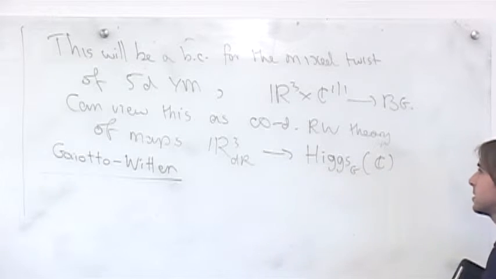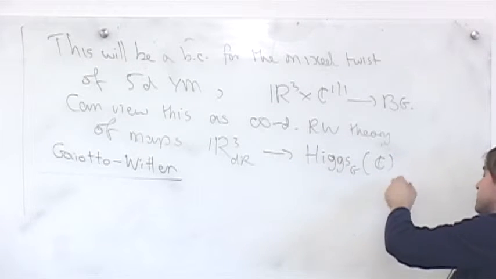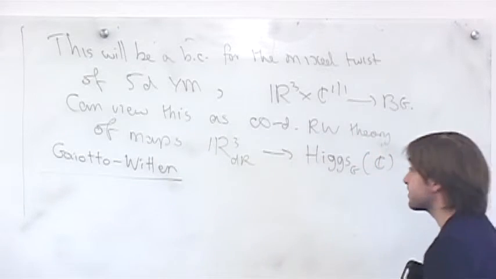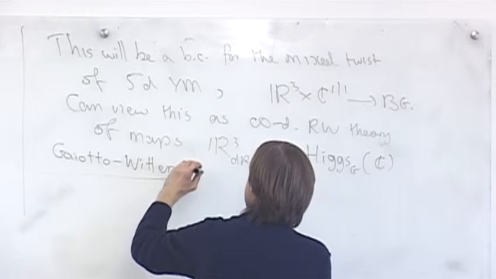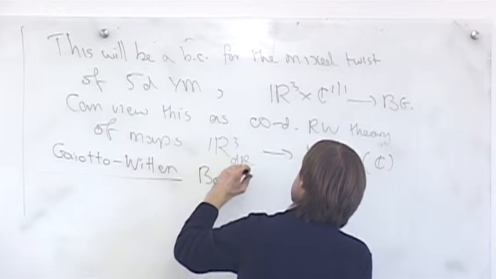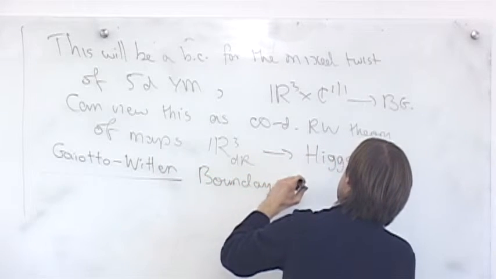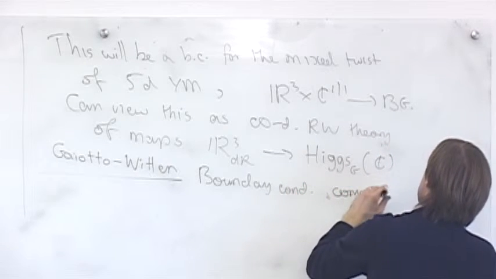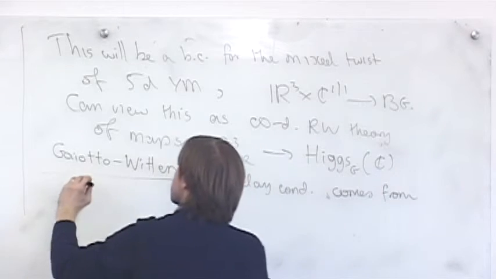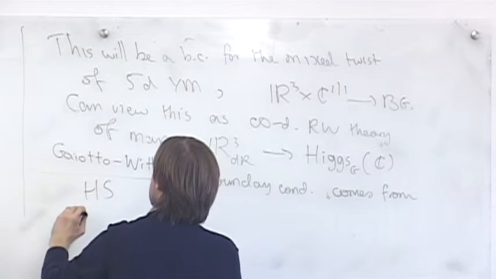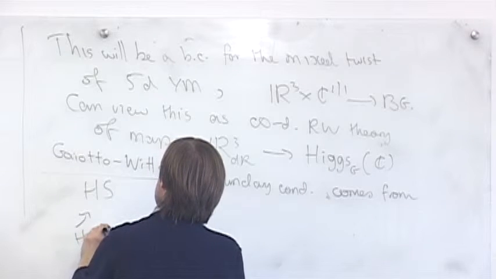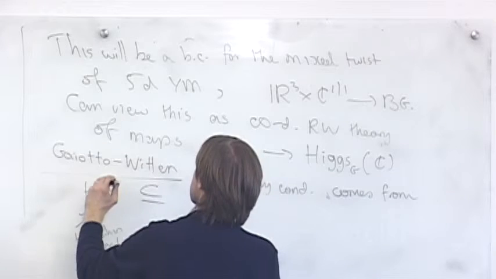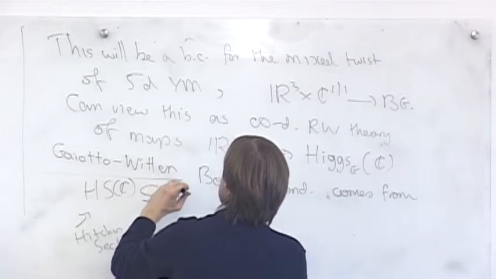They thought about Landau-Ginzburg models with target Chern-Simons action function. So their claim is that this boundary condition comes from the Hitchin section inside of Higgs.